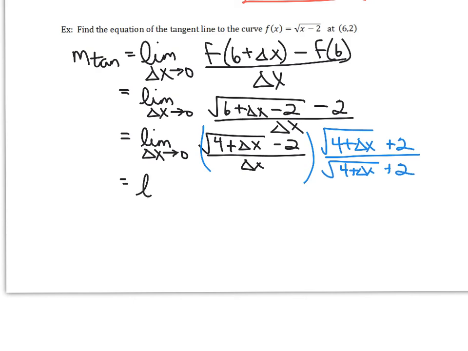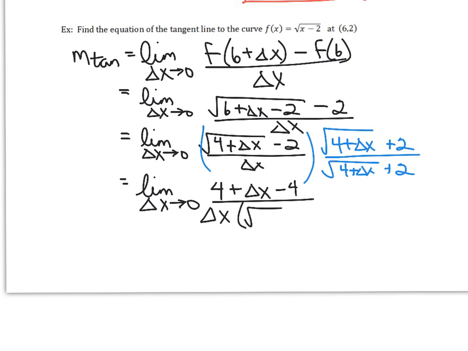So I've got now the limit as delta x approaches 0. Radical 4 plus delta x times itself is just giving me 4 plus delta x. Outers and inners will cancel, so negative 2 times positive 2, negative 4, all over, and again, I never multiply this through because I'm looking for eventual cancellation. So delta x is going to be multiplied by the square root of (4 plus delta x) plus 2. The 4's in the numerator cancel, so I'm going to go ahead and subtract those. And then I see that I have a delta x factor in the numerator that will cancel with the delta x factor in the denominator.